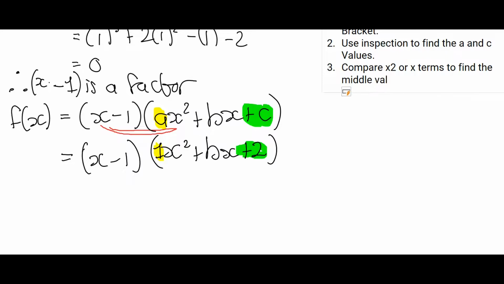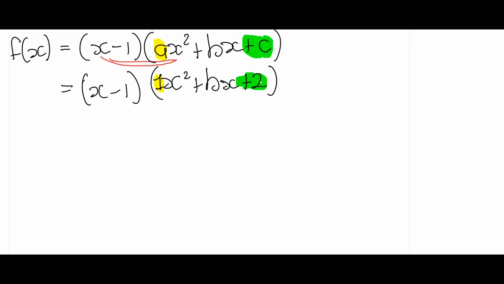Middle value. Okay, let's just make that a square and then do the things. Alrighty, let's get into it. This is how you do it. Let's go down and let's say we're going to compare the x squared terms first.